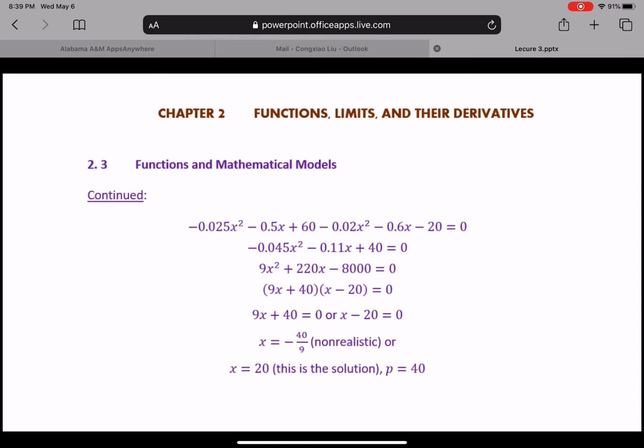So that's the quantity in the market at the equilibrium. Okay, to get the price of the commodity, we just plug back 20 for x in either the supply function or demand function, and we get 40. So that's the price at the equilibrium point or market equilibrium.